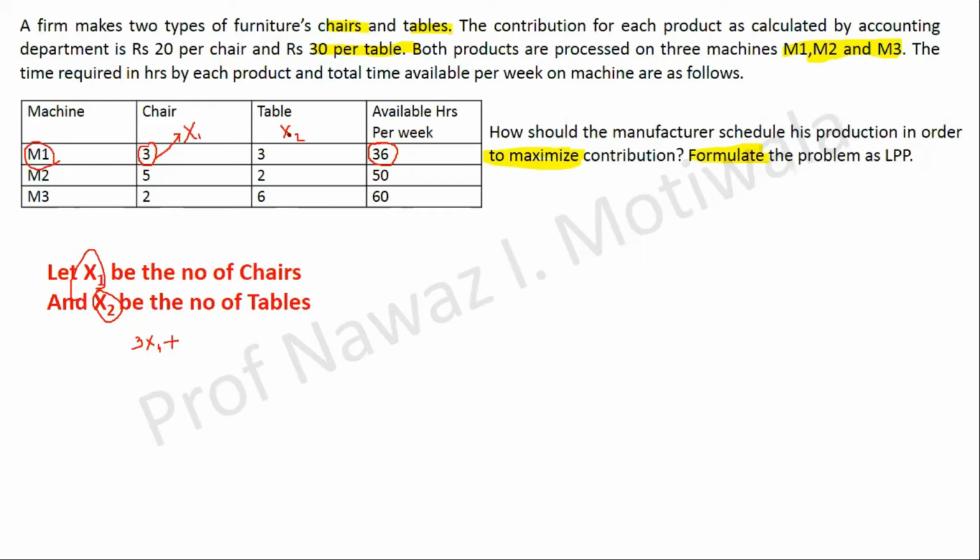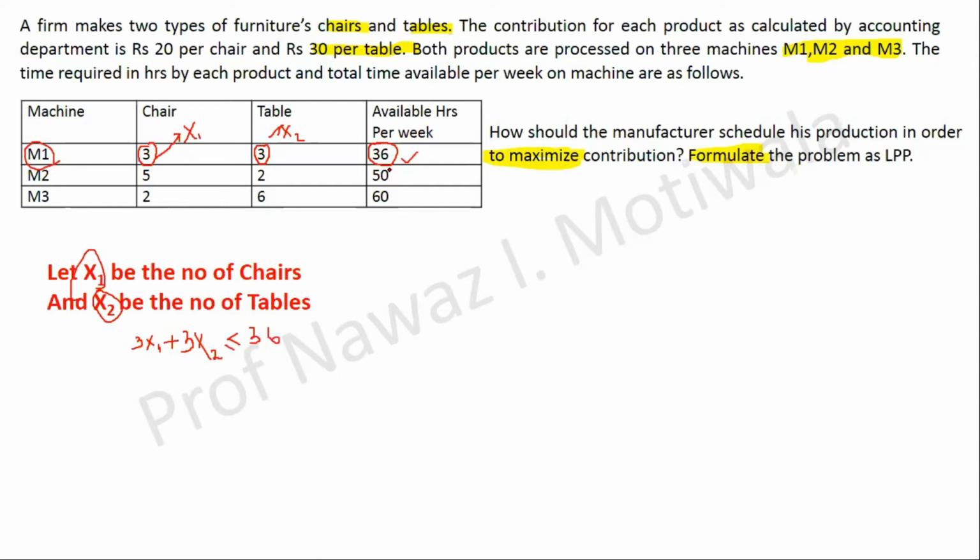Similarly, the number of hours required per table is 3 hours on machine M1, and there are x2 tables to be produced, so the total time required by the tables will be 3x2. So this is the total time required by the chairs and tables for production on machine M1. But the constraint given to us is that this time should not exceed 36 per week. So we have the constraint that 3x1 plus 3x2 should be less than or equal to 36 hours.